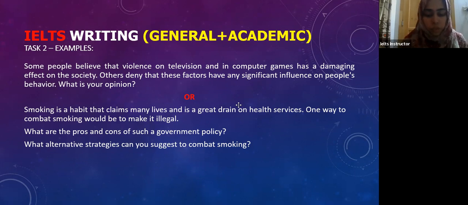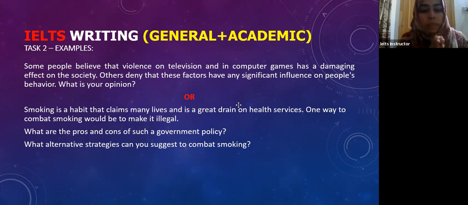And try to write or type in a medium which you could easily send me as well, because I need to check your answers and provide you feedback on what things could be done better, or what mistakes you are making in these essays. All right. So these are the two questions.